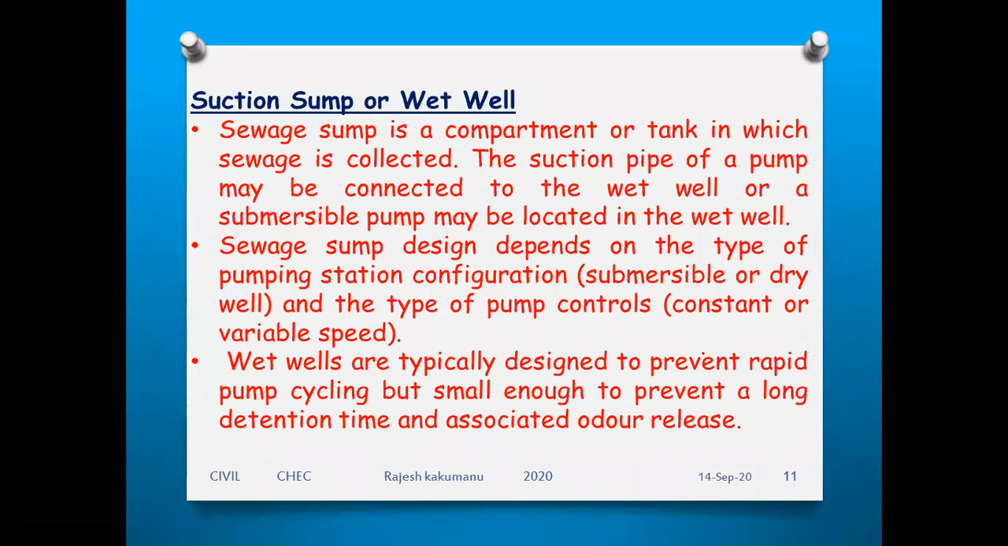Sewage sump design depends on the type of pumping station configuration. It may be a submersible pump or for dry well, and the type of pump controls. So wet well or suction sewage sump design depends on the configuration of the pumping station. The configuration may be the dry well or the type of pump controls. Wet wells are typically designed to prevent rapid pump cycling, but small enough to prevent a long detention time and associated septicity.